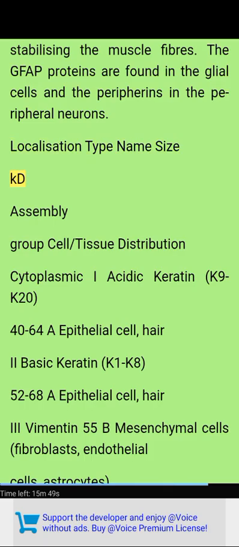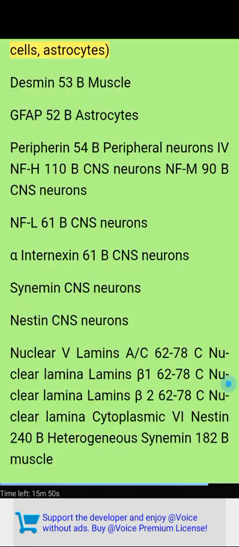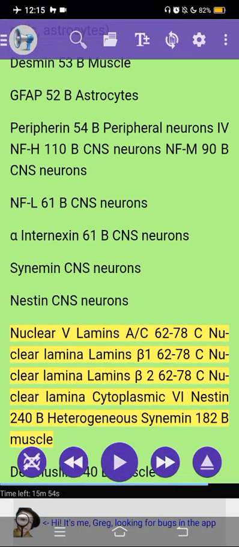Localization, type, name, size in kD, assembly group, cell tissue distribution. Cytoplasmic: type 1, acidic keratin K9-K20, 40 to 64, A, epithelial cell, hair. Type 2, basic keratin K1-K8, 52 to 68, A, epithelial cell, hair. Type 3, vimentin, 55, B, mesenchymal cells, fibroblasts, endothelial cells, astrocytes. Desmin, 53, B, muscle. GFAP, 52, B, astrocytes. Peripherin, 54, B, peripheral neurons. NFH, 110, B, CNS neurons. NFM, 90, B, CNS neurons. NFL, 61, B, CNS neurons. Alpha-internexin, 61, B, CNS neurons. Synemin, CNS neurons. Nestin, CNS neurons. Nuclear, B.